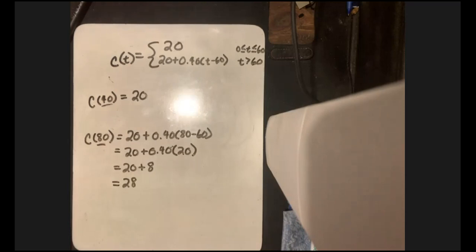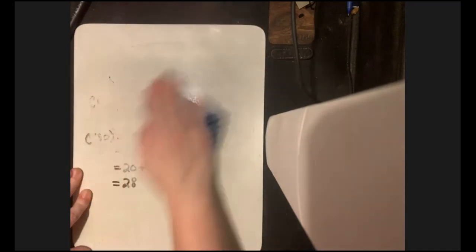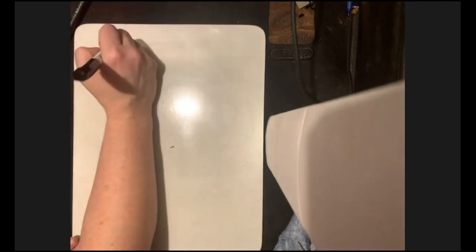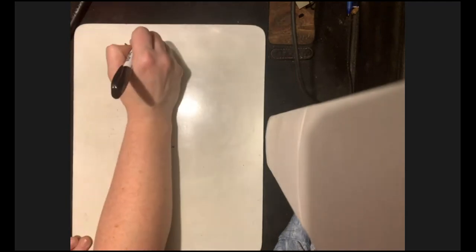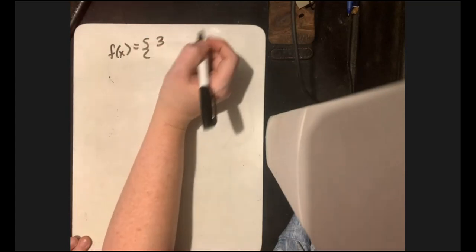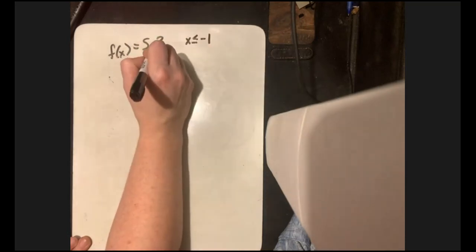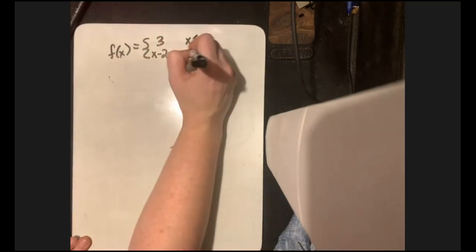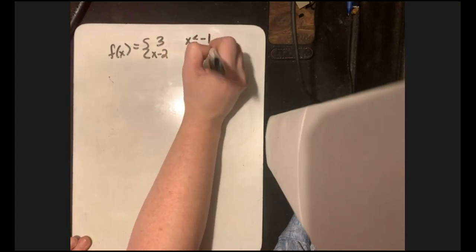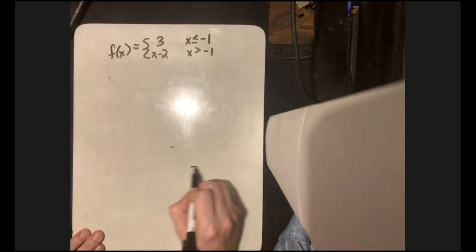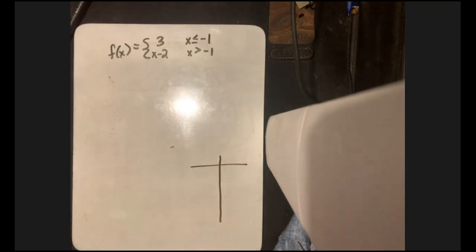Okay. Now, the next one that we're going to look at is graphing one of these. So I'm going to go ahead and get this set up for us. Okay. So we have the function f of x is equal to 3 when x is less than or equal to -1, and we have x minus 2 if x is greater than -1. Okay. Now, the first thing that I'm going to do is I'm going to pick, and I'm going to do these in a couple of colors.